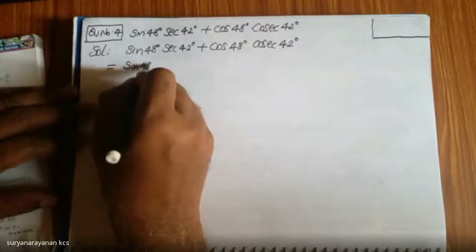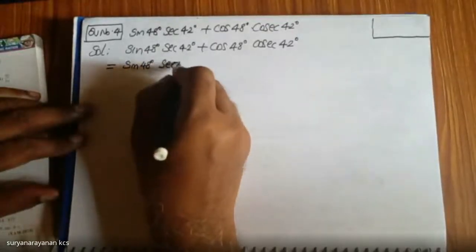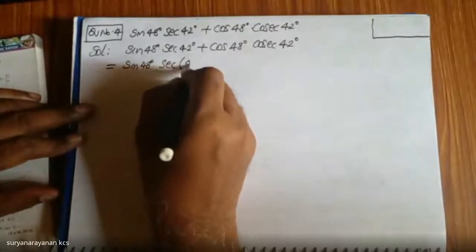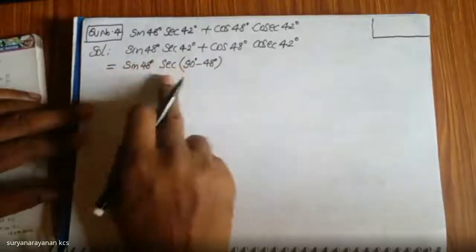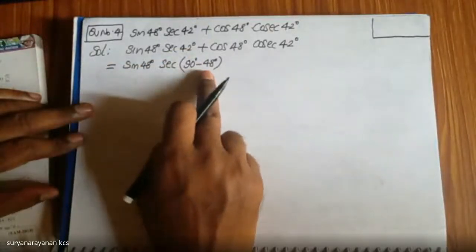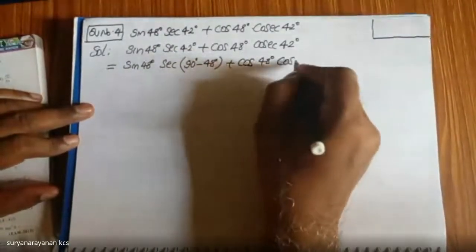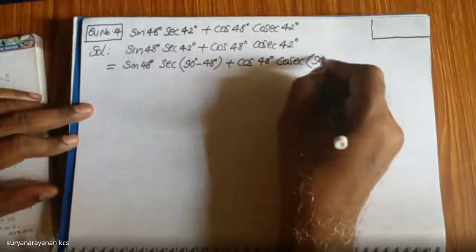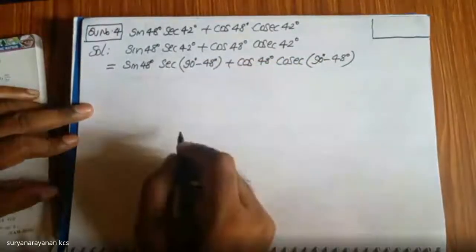Sine 48 degrees, secant 42 degrees. Can we write it as secant of 90 degrees minus 48 degrees? Yes, sir. Similarly, cos 48 degrees, cosecant of 90 degrees minus 48 degrees. Can we write it or not?